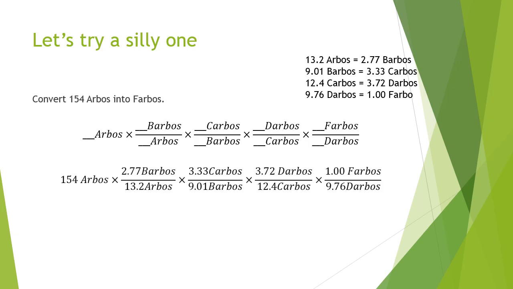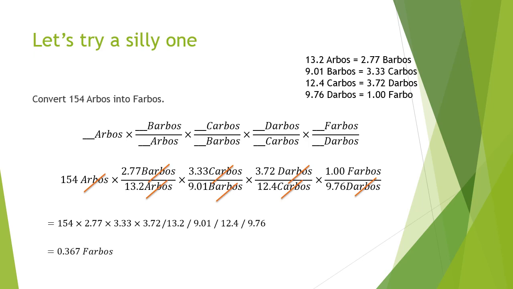So now let's put the numbers in, and you can see if you follow along with the conversions up there, the second factor says there are 2.77 barbos in 13.2 arbos, which is correct. We want to cancel arbos, so we need to have the 13.2 arbos in the denominator with the 2.77 barbos in the numerator. And we can factor out the labels, hence the term factor label. And we are left with farbos. Now we multiply these numbers through, and you will end up with 0.367 farbos.